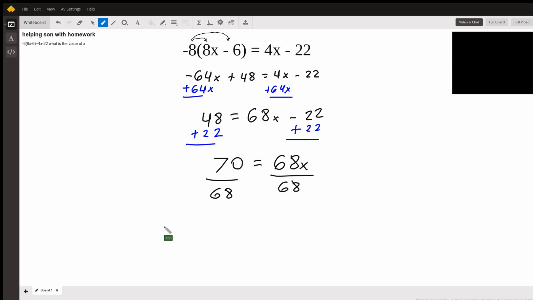Now 70 over 68 can be reduced. So if we have 70 over 68 actually over here, now don't be afraid to get a fraction as your answer. It's okay. We can divide top and bottom by 2, and that gives us 35 over 34. And 35 over 34 cannot be reduced any further, I believe. No, it cannot be. So this is our answer, 35 over 34.